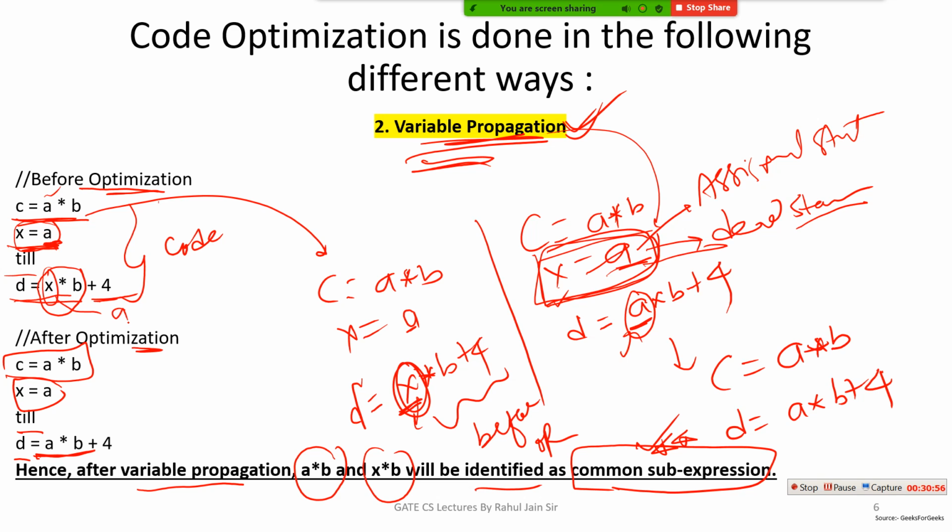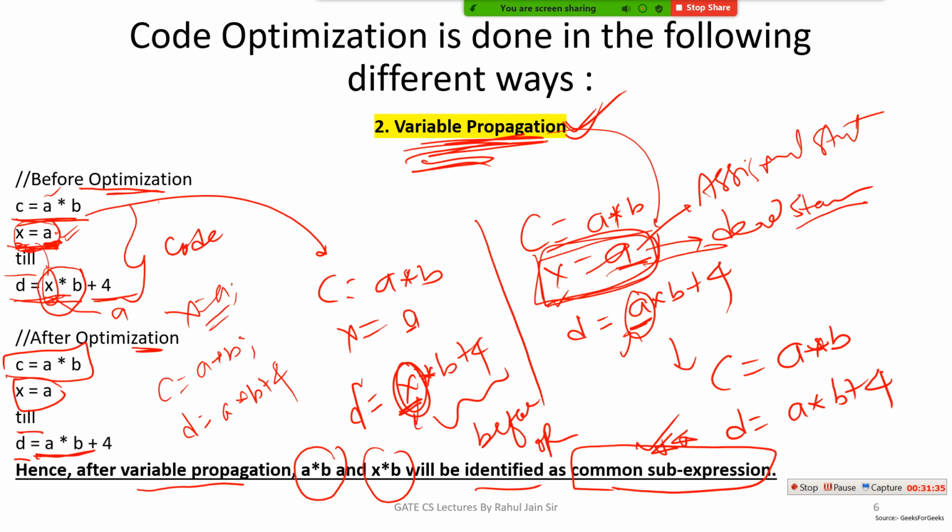We can replace this x with a itself. It will just reduce this statement, meaning it will eliminate this assignment statement x equals a as a dead statement, and our code will be optimized like c equals a into b and d equals a into b plus 4, because we have unnecessarily created one more variable x with the value of a. x is taking the value of a, and then we are assigning the value of x here, but we can directly assign the value of a here as well.